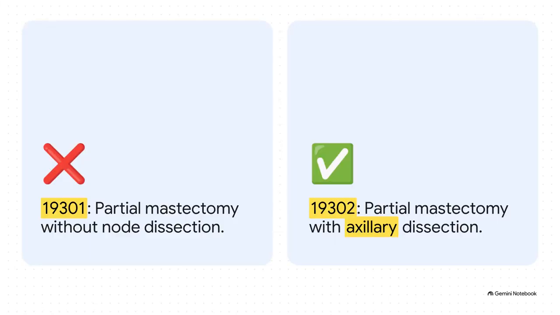Now, what's really interesting about this slide is the critical fork in the road for coders. We've got code 19301 versus code 19302. And the entire difference literally rests on one single question. Did the surgeon perform a formal axillary node dissection? If they just removed the tumor with margins, it's 19301. But if they also performed an axillary lymphadenectomy, which, by the way, you might sometimes see coded standalone as 38740 for superficial or 38745 for complete, you actually bundle them together into the single code 19302.